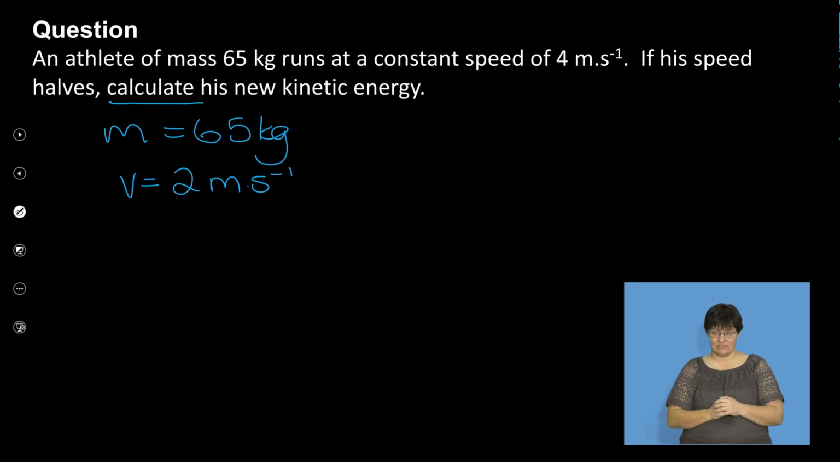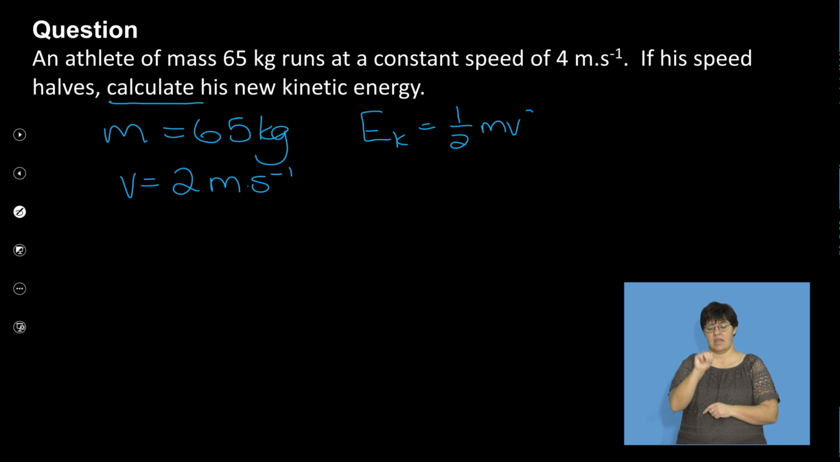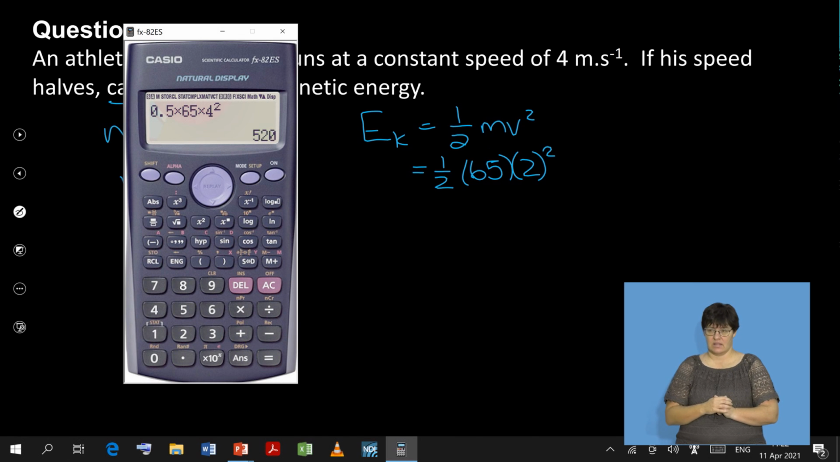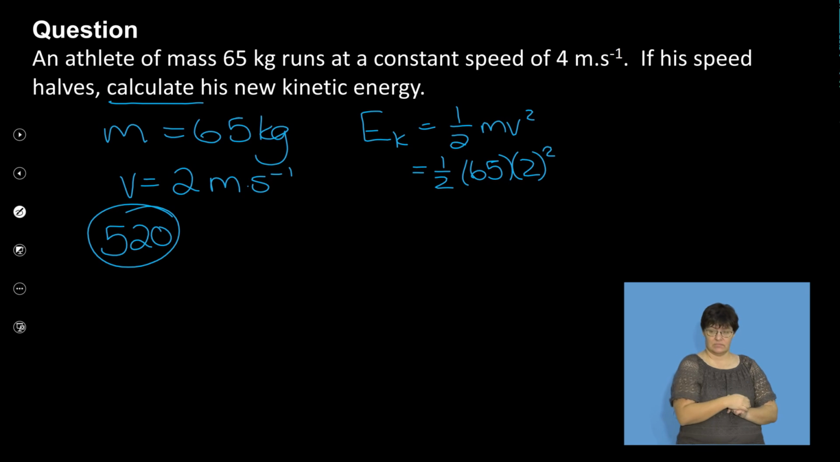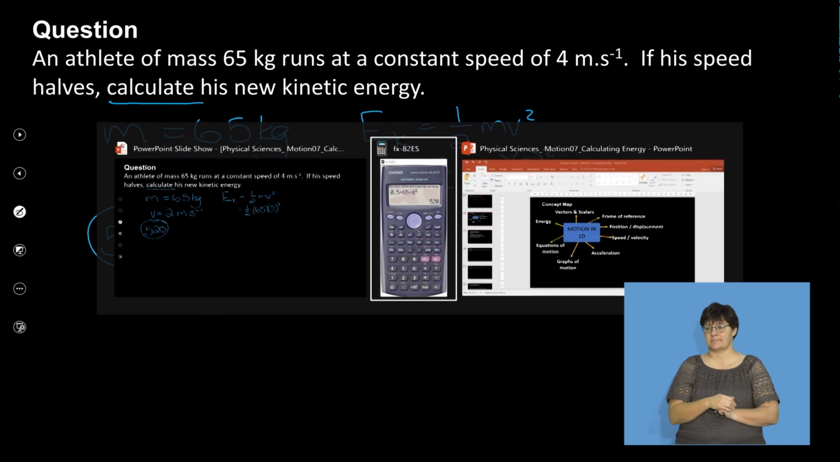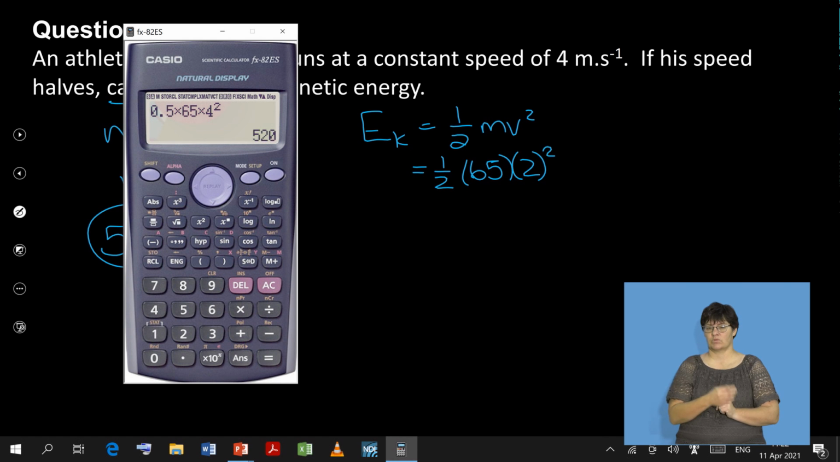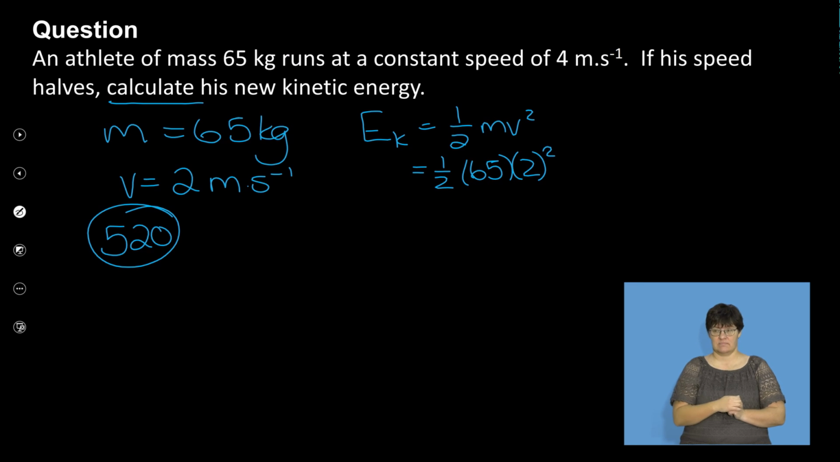Okay, so let's see if that's right. EK is a half mv squared, so it's a half times 65 times 2 squared. Now that answers the one we had last time, so it was 520. Let's just quickly put that there. I'm going to remind myself of that just now. And now we've got half times 65 times 2 squared, and we get 130.